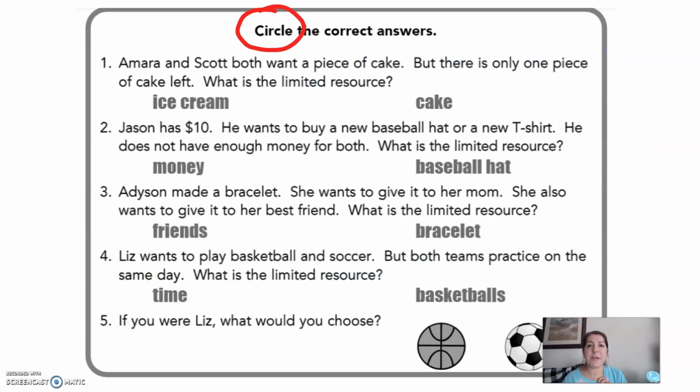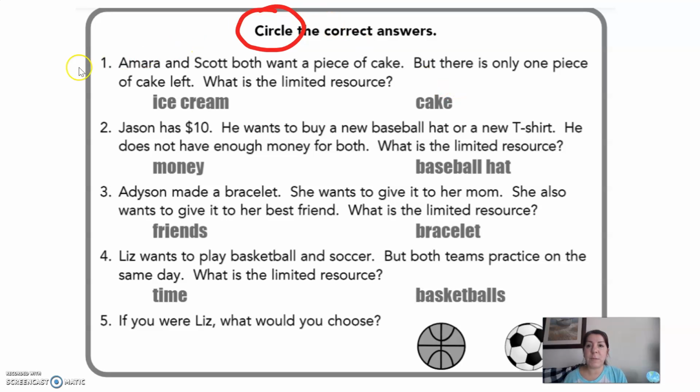So for this activity, I'm going to read each of these sentences to you, 1 through 5, and I want you to circle, so make sure you have a marker or a pencil or a crayon, what you think is the limited resource. Remember, limited means there's just not enough. So you're going to circle what you think is the limited resource within each statement.